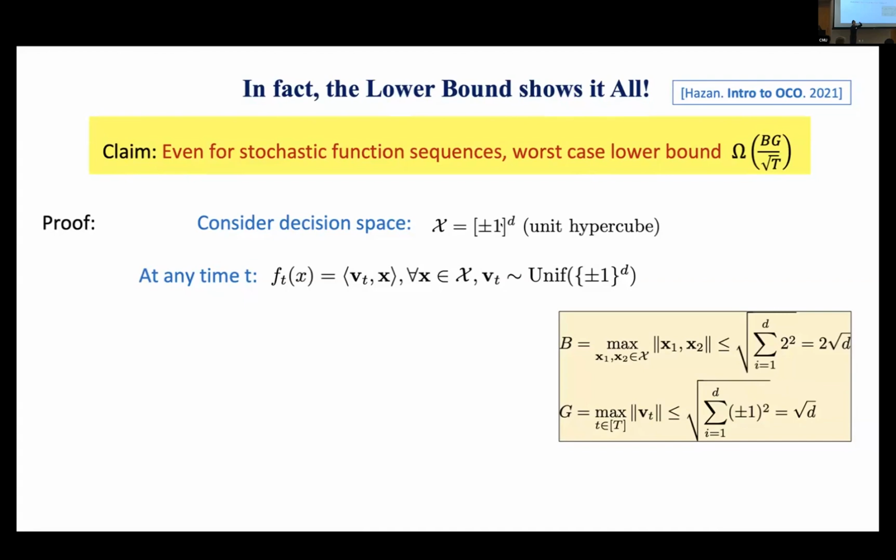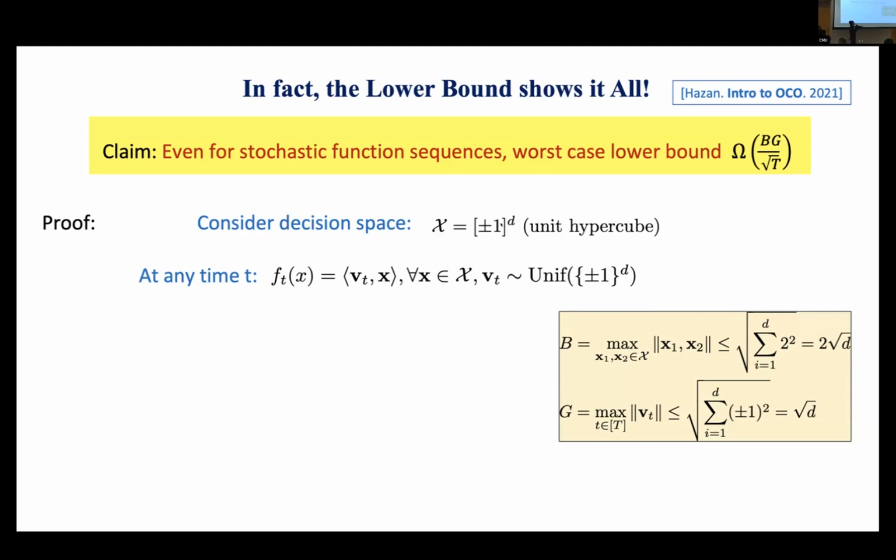This is some linear function, some linear hyperplane. I don't know what this hyperplane is. This is some unknown quantity vt. And then my function is defined on x, so I am predicting x. This is how I define my function. It's a linear function. And suppose my vt is actually drawn from the extreme points of the unit hypercube.